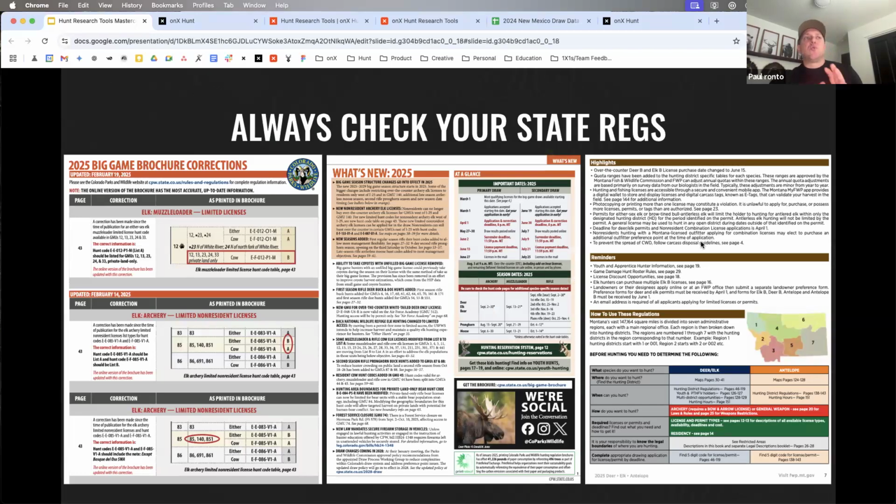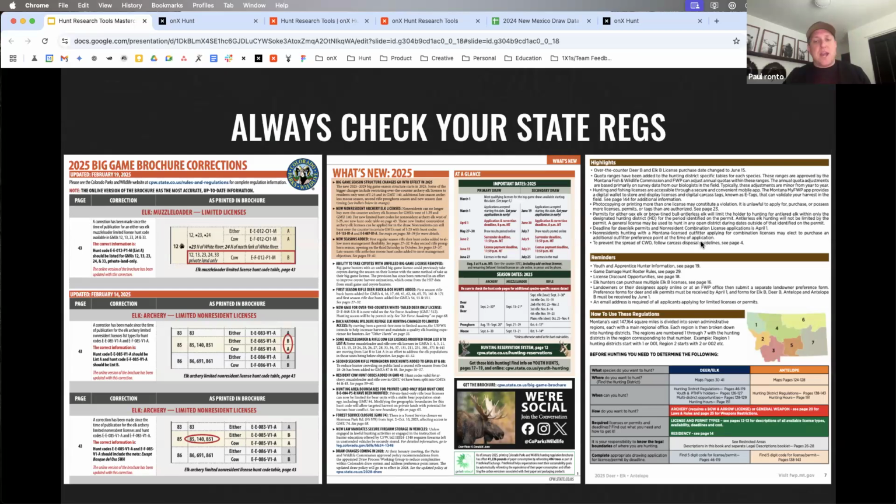And so make sure that you read your regs. Make sure that you know what's changed before you apply. You don't want to get into your application and apply and then find out, well, whoops, there's no more over-the-counter archery tags for non-residents, which is a change that's going into effect this year in Colorado. So that's really important to know. If you're a non-resident archery hunter, you've got to know you've got to apply this year. You can't just show up and buy a tag at Walmart anymore.